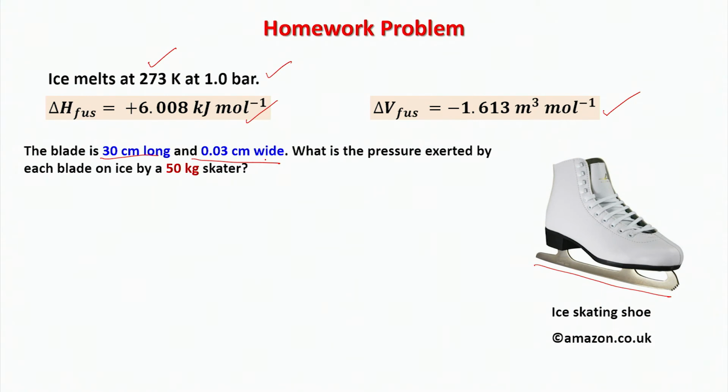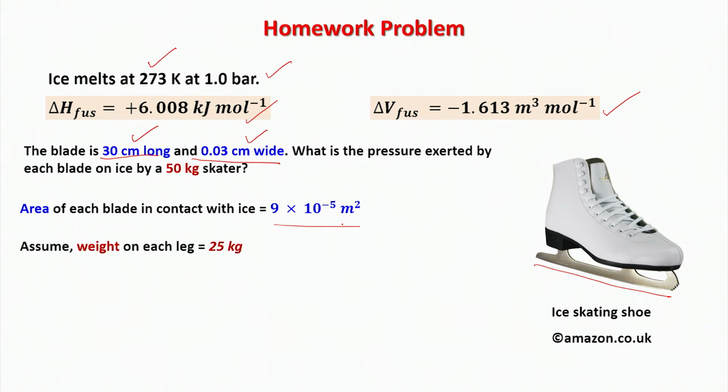So, then the question would be, what is the pressure exerted by each blade on ice if a 50 kg skater is going to wear it? Now, as you see, since there will be two such shoes, the 50 kg very approximately will be divided between the shoes, and therefore I have to think of the weight on each blade to be half of 50 kg approximately. Now, what is the area of each blade in contact with ice? That would be given by the length of the blade and how wide it is. So, I can very easily show that the area of each blade in contact with ice is going to be this much.